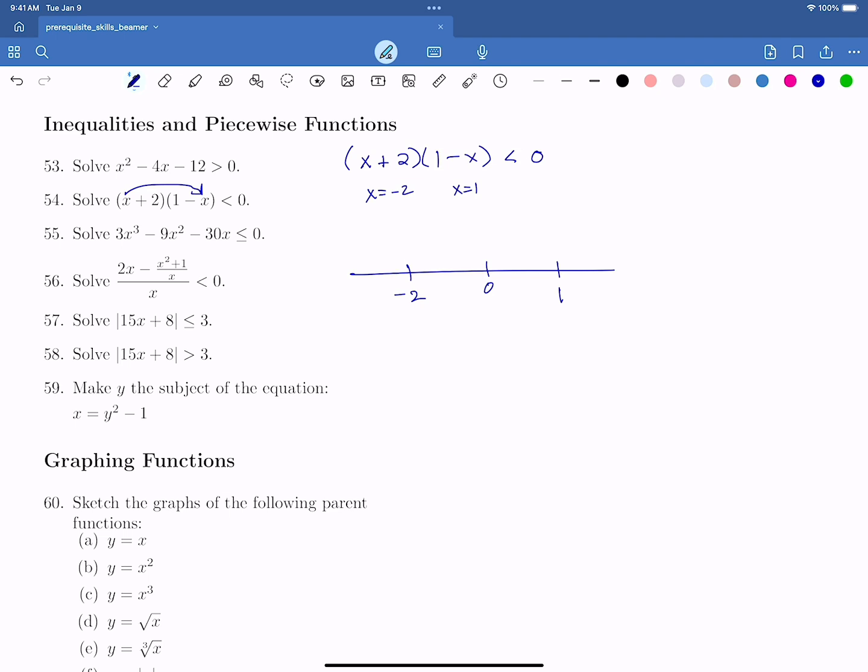Just remember, we have to get one side equal to 0 before we use this strategy. So the leading term, -x squared, has a negative coefficient. This is a parabola that opens down. I'm looking for strictly less than, not where it's equal to 0, so open circles at the boundaries. Less than 0 is below 0, so that's going to be here and here. That's where x is less than -2 or x is greater than 1.